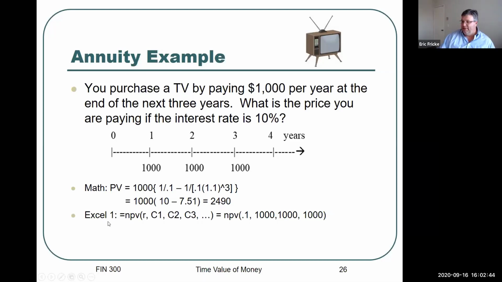The next way to do it is using Excel. There are 2 ways you can do this in Excel. One is to use the NPV function, and that's pretty easy. You put in R right there, and then after R, you list the cash flow at time 1, then the cash flow at time 2, and then the cash flow at time 3. And so the equation just looks like this right here.